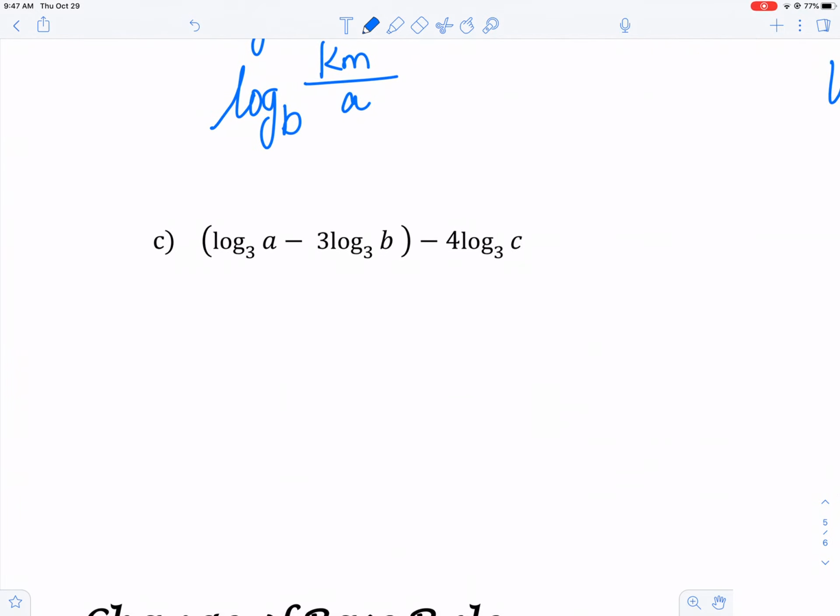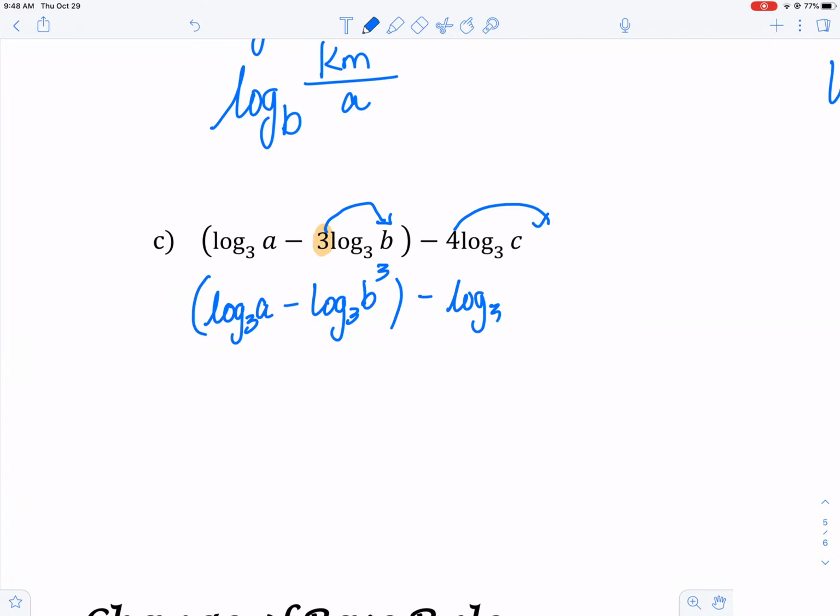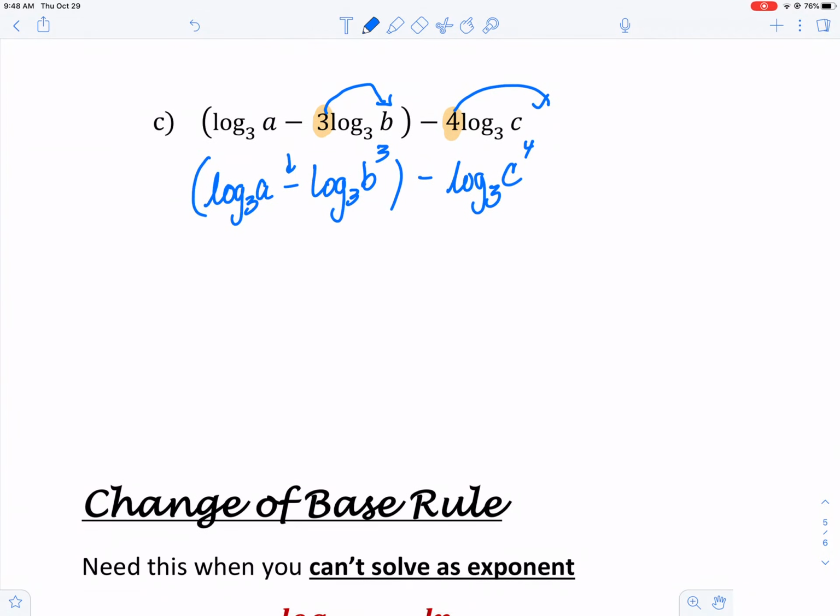Once again, I have a 3 sitting here. So I'm going to put that up on top as the exponent. Okay, so I just moved it up there. Okay, and now I'm going to move this one up there too. Log base 3 c to the 4th. So that first step, we're just going to move all my exponents. And now I'm going to divide, because that minus says divide, right? So log base 3 of a over b to the 3rd.